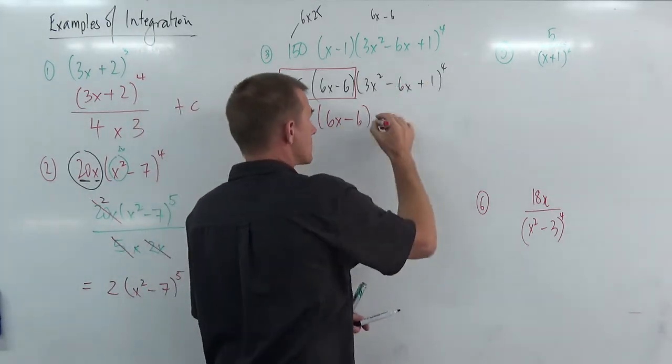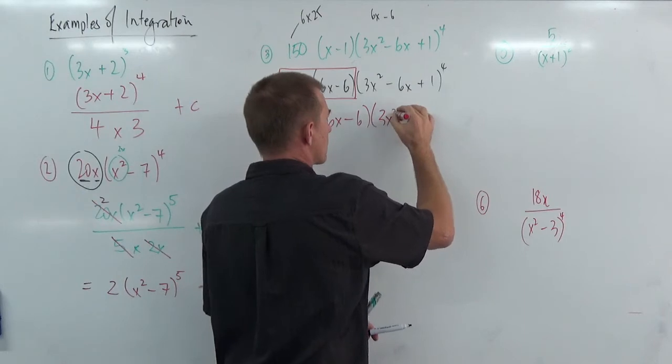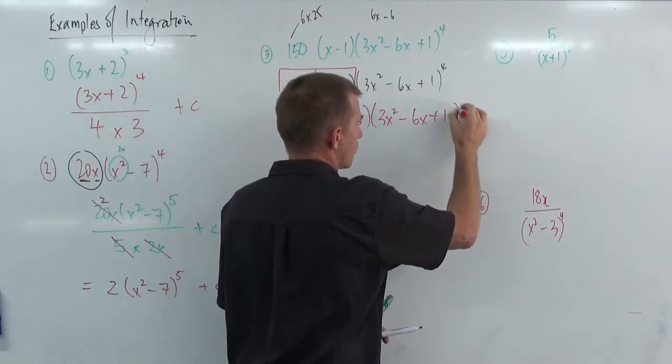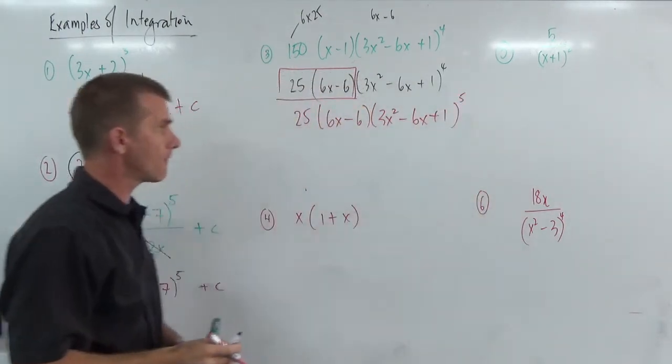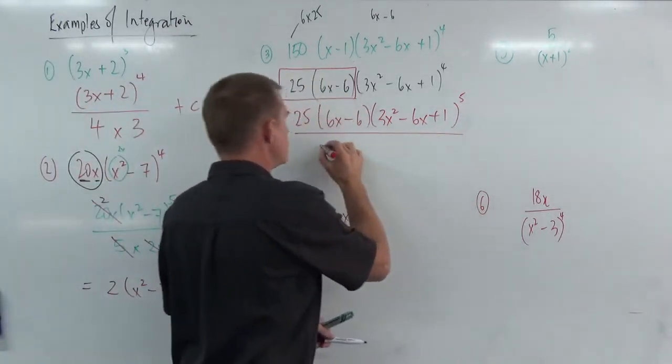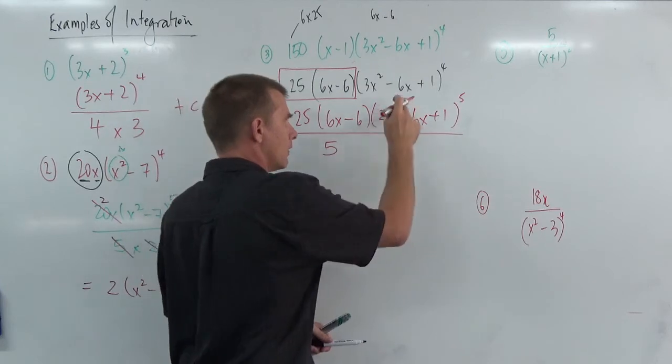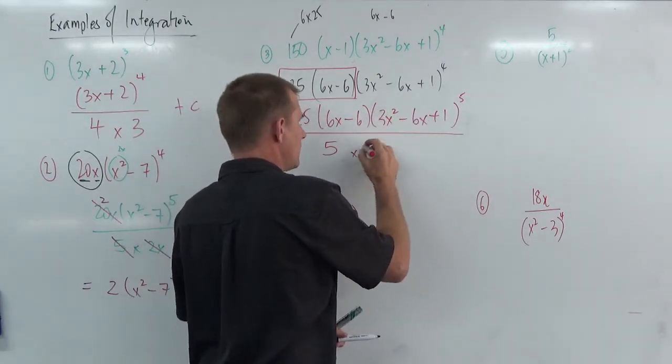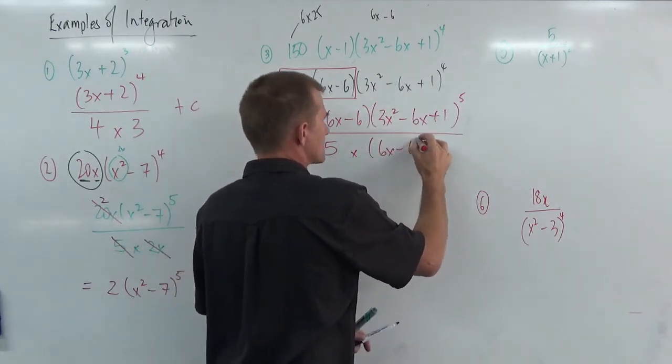I'm going to raise the power here. 3x squared take 6x plus 1 to the power of 5. Raise the power by 1, divide by the new power, and divide by the derivative of the inside, which is going to be 6x minus 6.